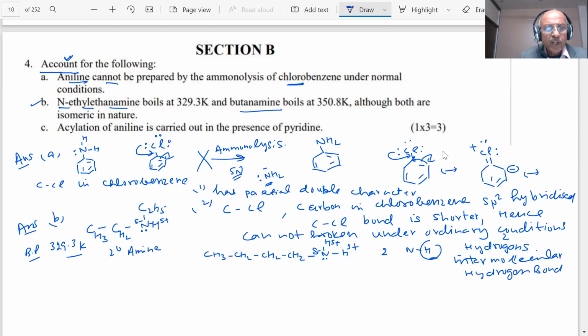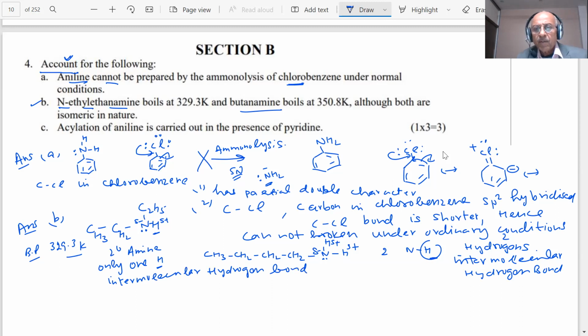Whereas in the 2 degree amine, you see there is only one hydrogen which is attached to the nitrogen, which can form intermolecular hydrogen bond. So it is very clear that primary amine will have a higher boiling point because the intermolecular hydrogen bonding is more extensive in butanamine as compared to N-ethyl ethanamine.